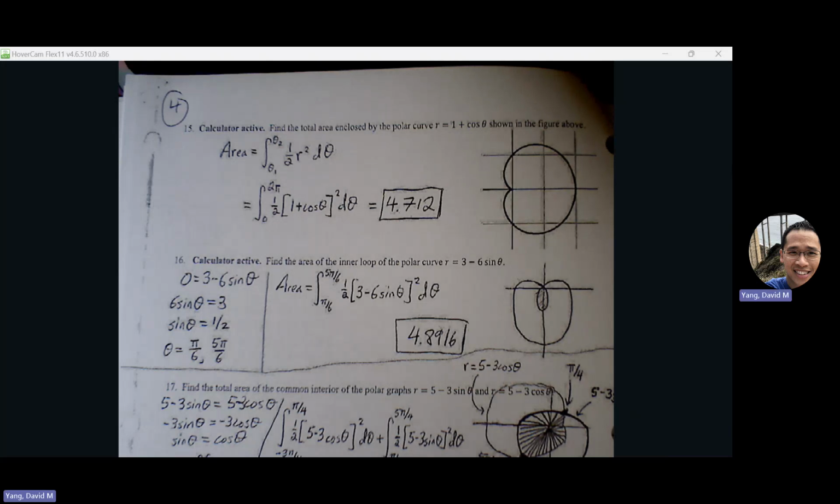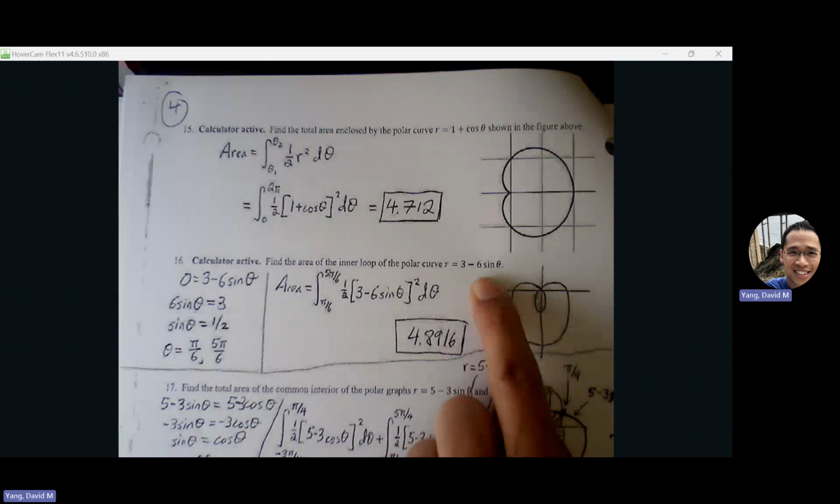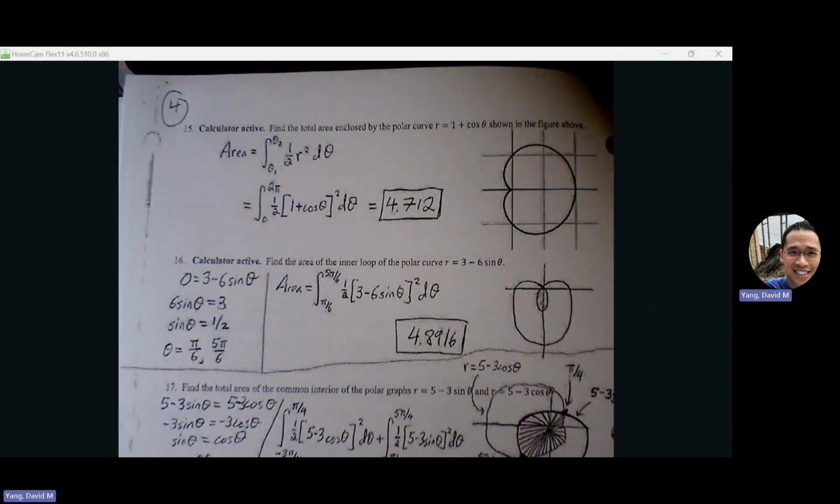16, we like it when we see just having to find the area of a loop, whether in a pedal or in a cardioid or in one of these shapes here, because we know that as soon as we can find a pair of polar zeros, the distance between them is going to be that inner loop. So if we set our polar curve equal to 0, we get pi over 6 and 5 pi over 6, and simply the area between those two polar zeros is the area of the loop that we're looking for.